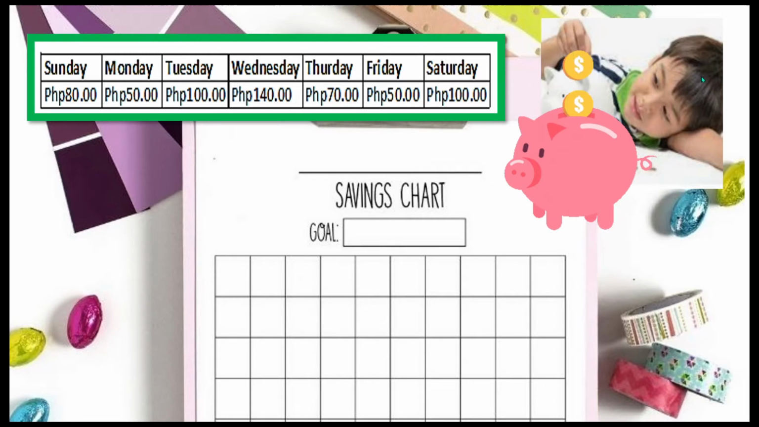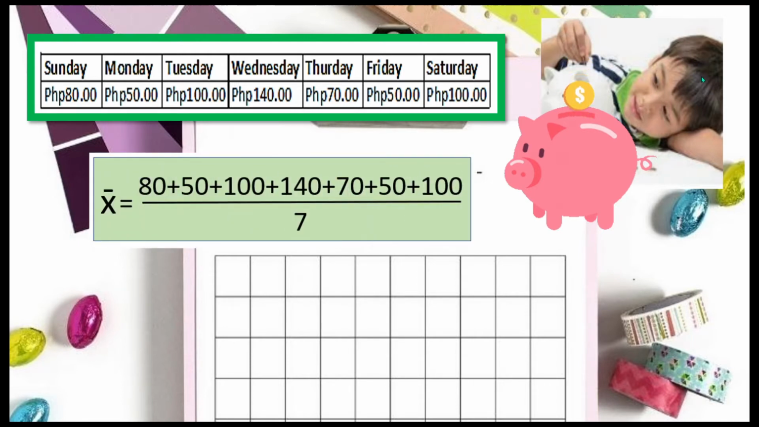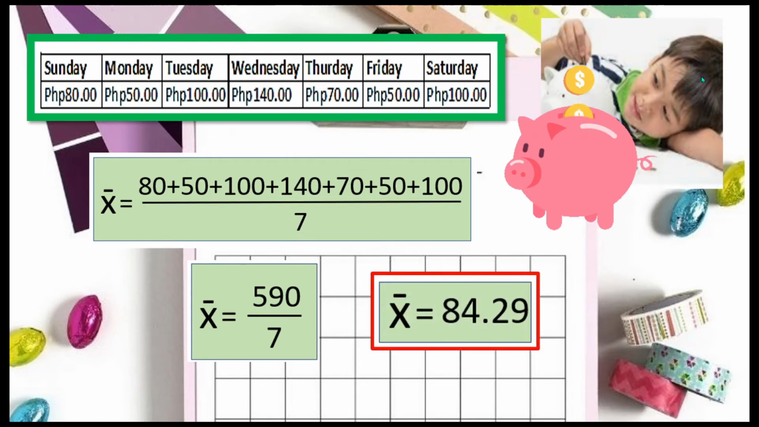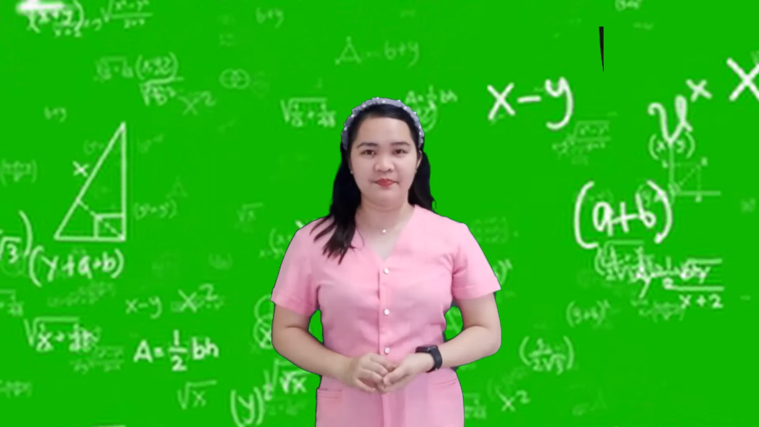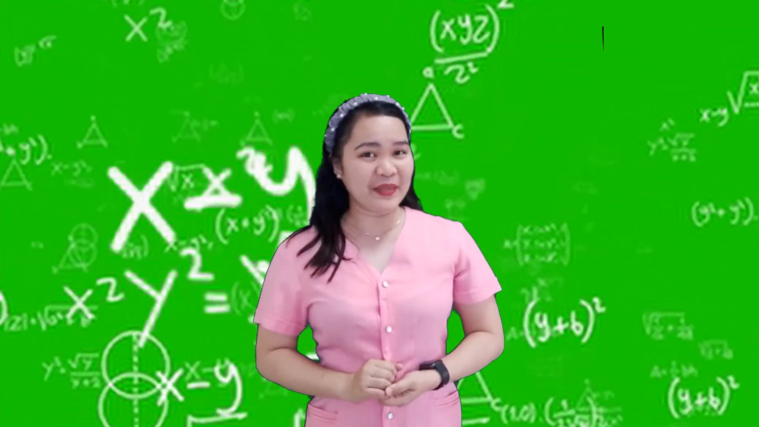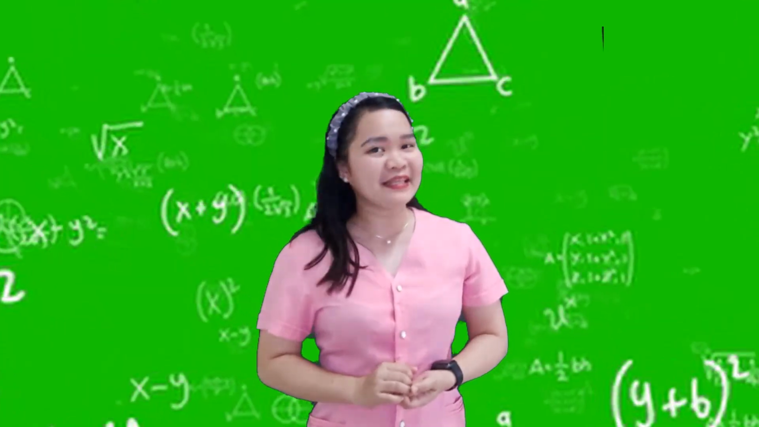So to find the mean or the average, add all his saving from Sunday to Saturday and divide by 7. The sum is 590 divided by 7. The average of the daily saving of June is 84.29 pesos. I think you now understand very well how to get the mean. Let's proceed to median.